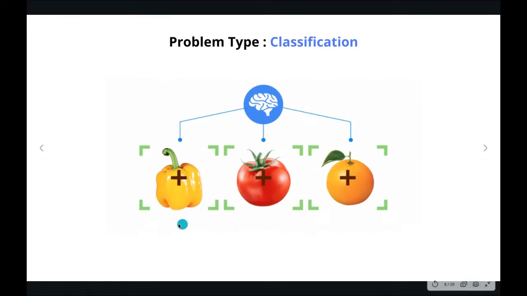Like we see in the image, this image can be put into class A as bell peppers, this image can be put into class B as tomatoes, and this image can be put into class C as oranges. But if there is a different kind of use case, we can also put these into class A as exotic vegetables, class B as regular vegetables, and class C as citrus fruits, depending upon the use case.